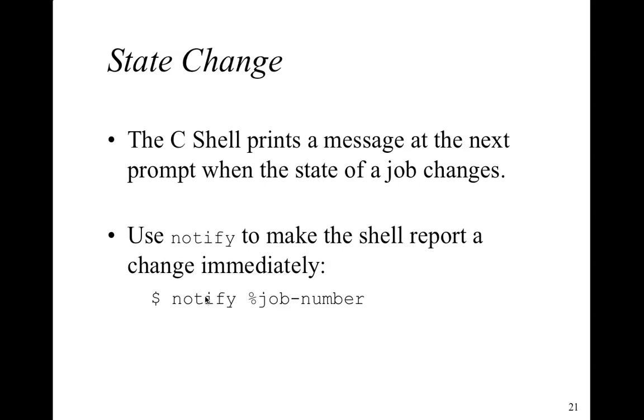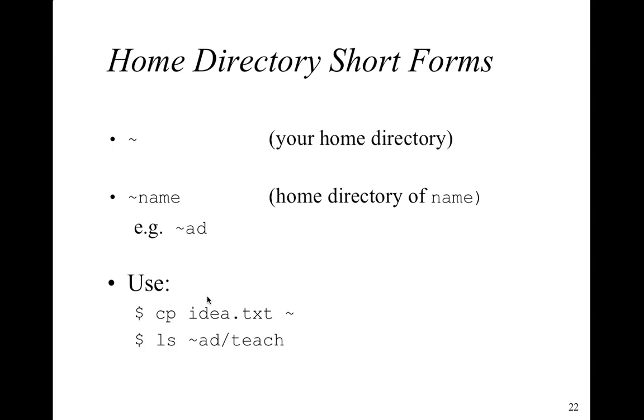Changing the state. So state changes: the C shell prints a message at the next prompt when the state of a job changes. So you can use notify to make the shell report the change immediately. Usually something, intrusion detection, something fails, you can get notified. Actually, more sophisticated systems these days take the notified messages from the jobs and send emails, or text messages, and all sorts of different things to notify people who are supposed to be paying attention to this stuff.